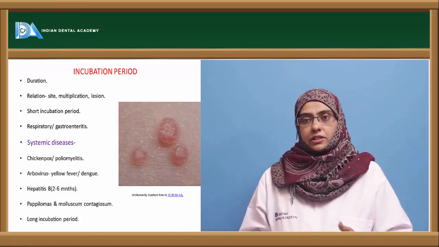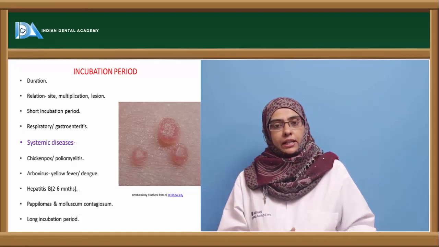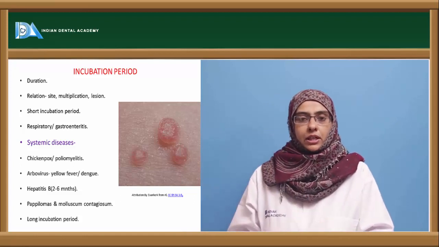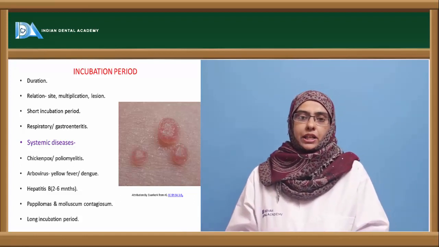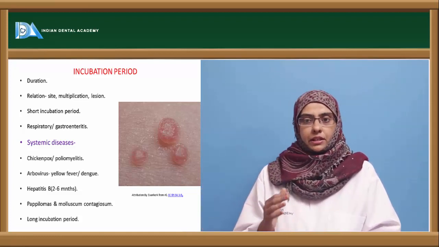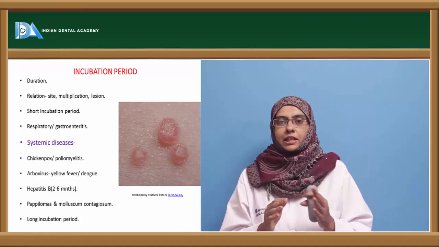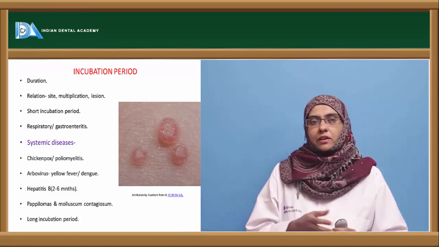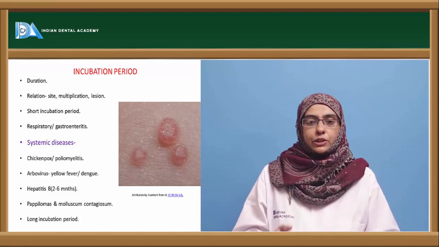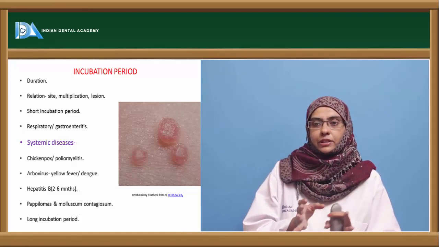But in case of systemic infection, where the organism has to get disseminated, carried via the lymphatic and the bloodstream to the target organ to show the pathogenic effect, in that case you can see a longer incubation period. There is another slight variation over here. In case of arbovirus, which have the ability to introduce the virus directly into the bloodstream, there is a very short incubation period of 5 to 6 days.